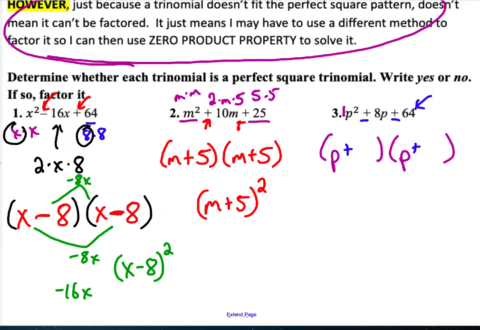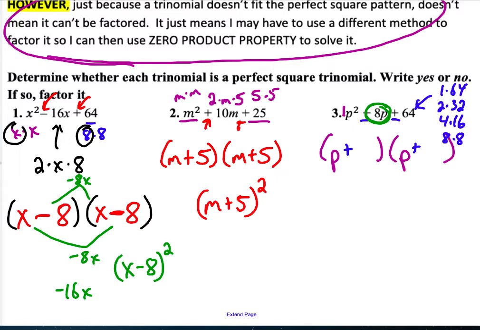I need something that multiplies to give me 64. So 1 times 64, 2 times 32, 4 times 16, 8 times 8. And I need them to add to be 8. Do any of those possibilities add up to be 8? No. In this case, they don't.